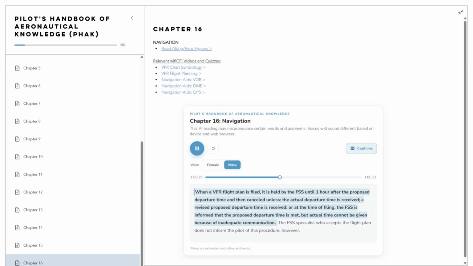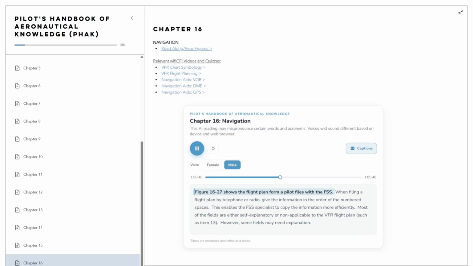a revised proposed departure time is received, or at the time of filing, the FSS is informed that the proposed departure time is met, but actual time cannot be given because of inadequate communication. The FSS specialist who accepts the flight plan does not inform the pilot of this procedure, however.